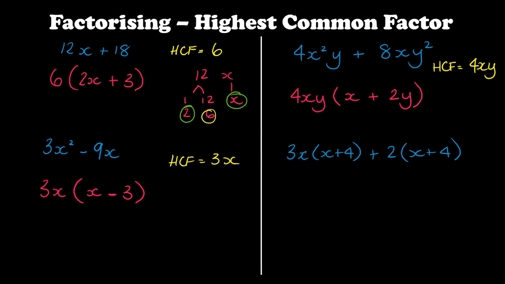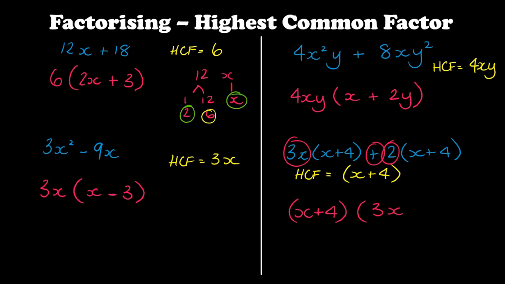This last one here is a little bit of a trick one for some people. Just because it's in brackets, it still means it's a term, or a factor. So in this case, the highest common factor of each of these terms is x plus 4. As we've been doing, the process does not change. All we do now is we take our highest common factor out the front, which is x plus 4, and the remaining factors go inside my brackets: 3x, plus 2. There you go.